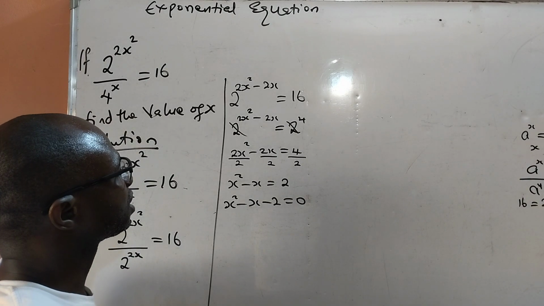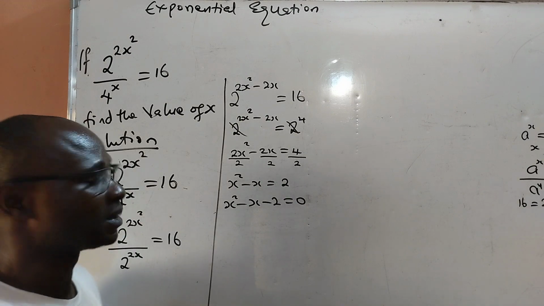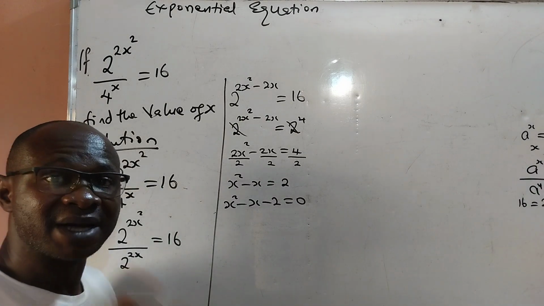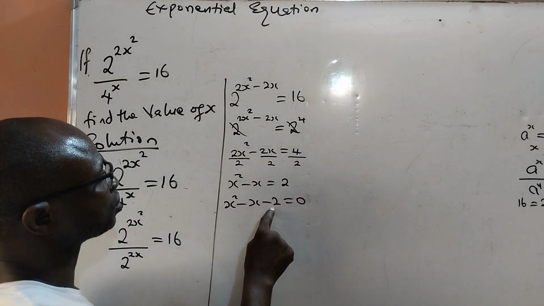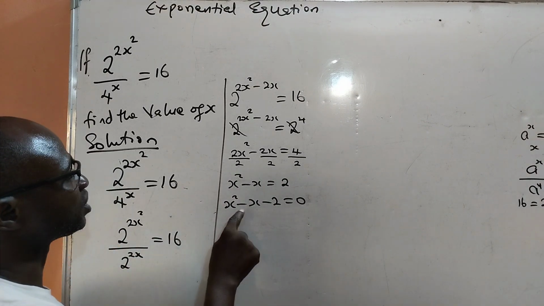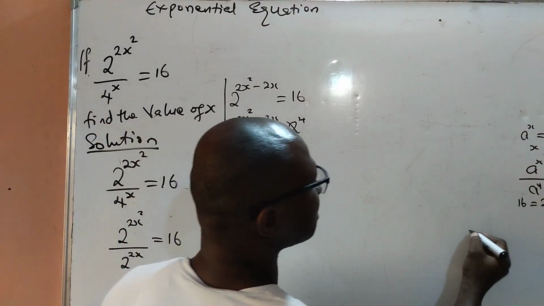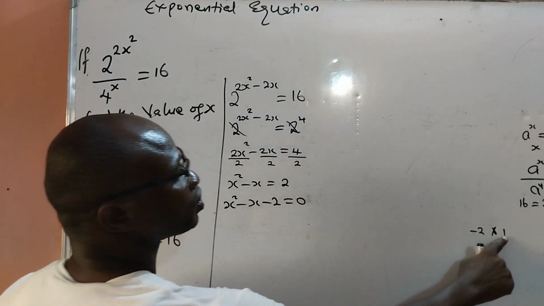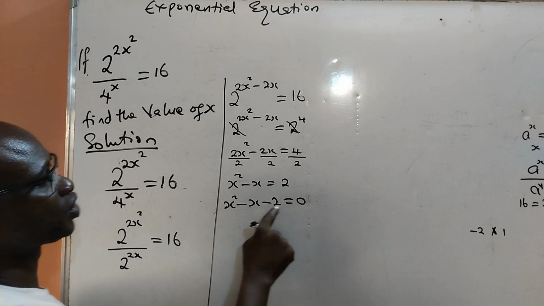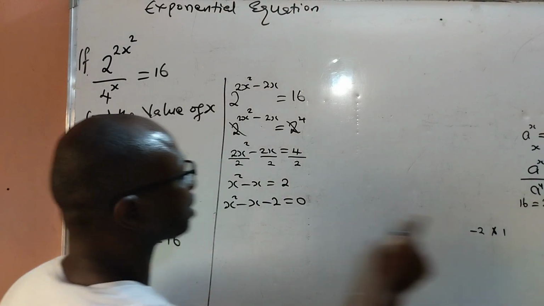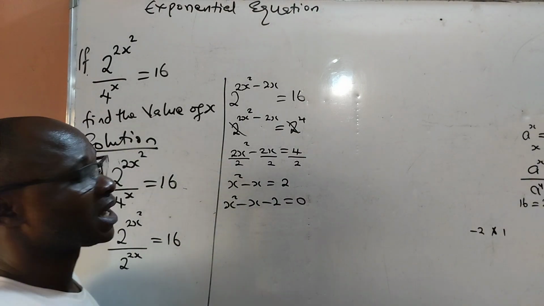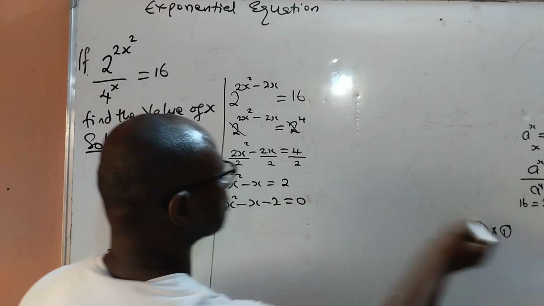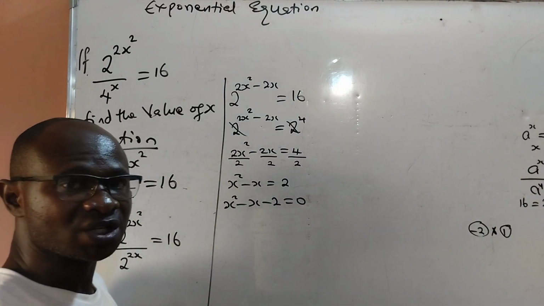Let us use factorization method. I will look for two numbers that multiply to give minus 2, and when I add the same two numbers, it will give me minus 1. That means minus 2 and 1, because minus 2 times 1 will give me minus 2, and minus 2 plus 1 will give me minus 1. Now, I am going to use these two numbers to replace the middle term. This is the process of factorization.